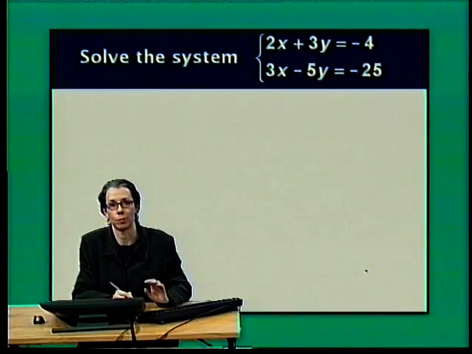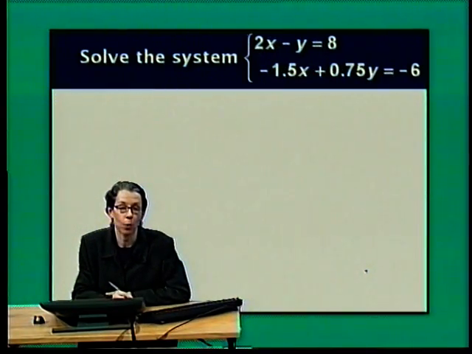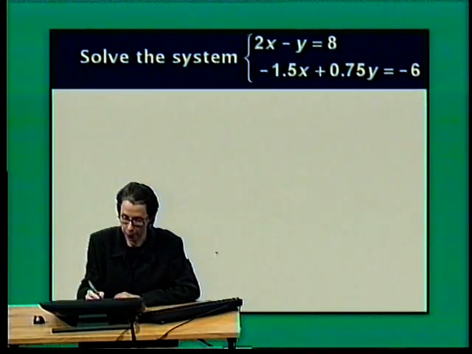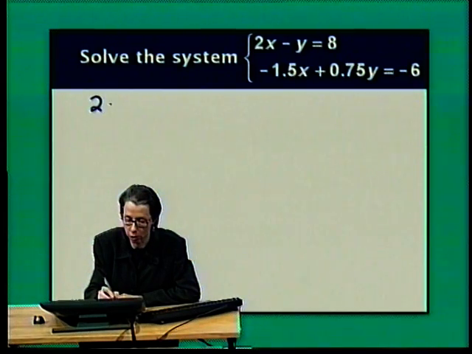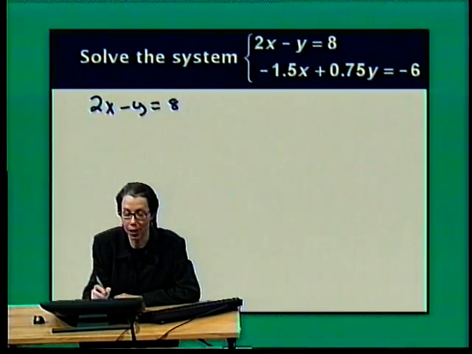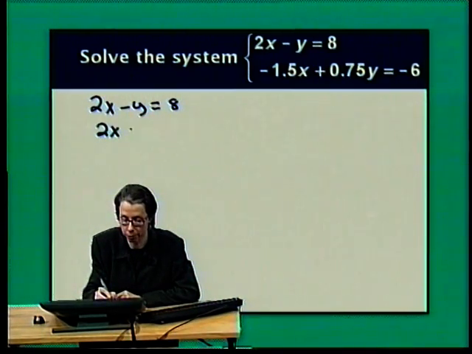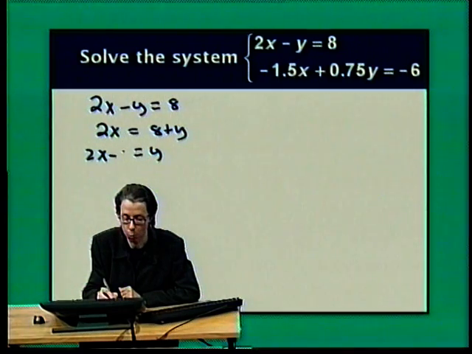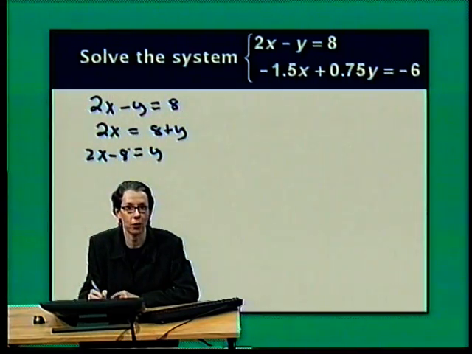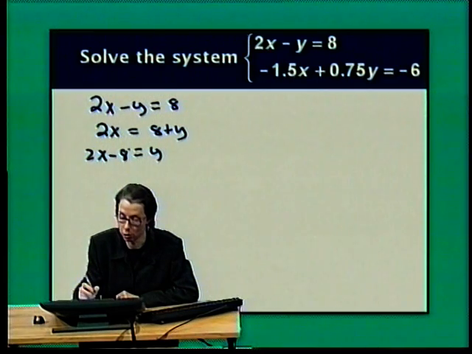One last example. Now, here, the first equation could easily be solved for y in terms of x. We've got all those decimals in the second equation, but they're pretty nice decimals. So let's work with this using substitution. So using the first equation, 2x minus y equals 8, I'm just going to isolate y. So I'll add y to both sides, and then subtract 8 from both sides of this equation. So I see that y is equivalent to 2x minus 8. This is what I'll use in my substitution.